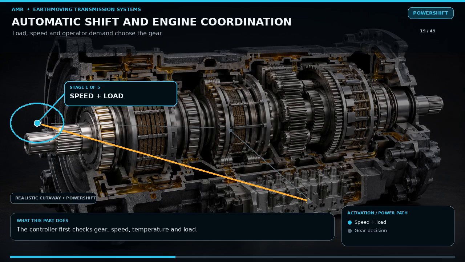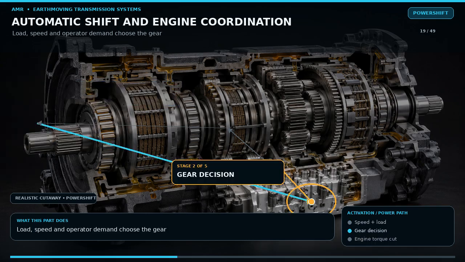An automatic powershift controller chooses gear from machine speed, engine speed, throttle demand, load, direction, brake input, slope information, and selected operating mode. During an upshift, it may request temporary engine torque reduction over the data link. That reduces stress while the offgoing clutch releases and the oncoming clutch applies. During a downshift, it checks that engine speed will not exceed the safe limit.